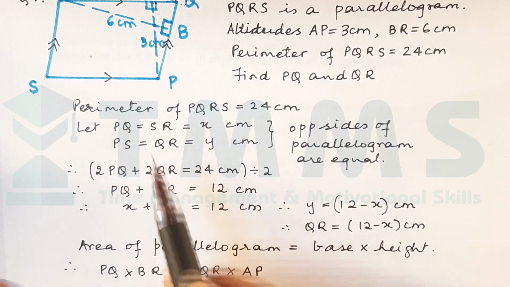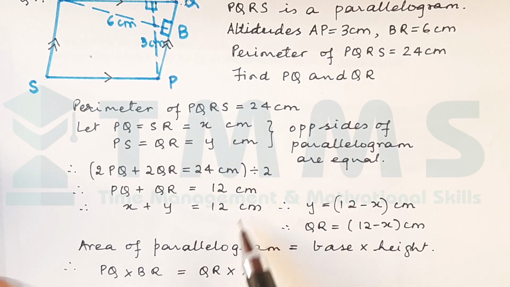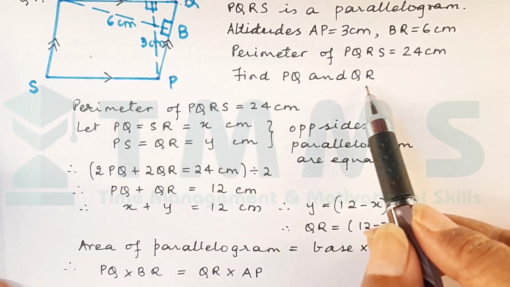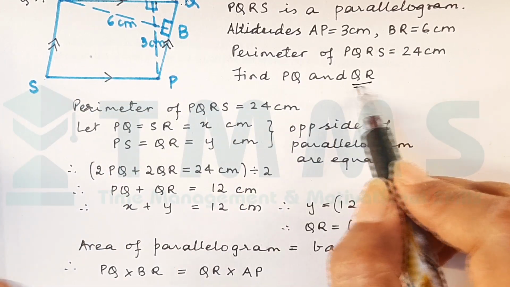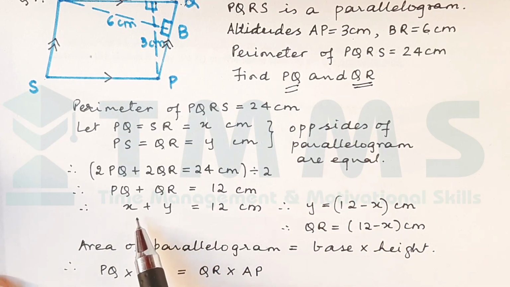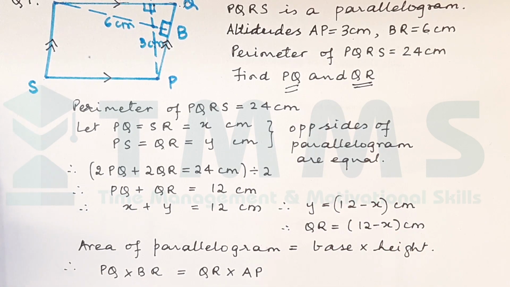So PQ means x and your QR means y. So x plus y is equal to 12 centimeter, and therefore y will be equal to 12 minus x. What is y? Y is QR, which is what we have to find. Can you see we have to find QR as well as PQ. So our PQ becomes our x and our QR becomes y, which is equal to 12 minus x. Did we get so far?